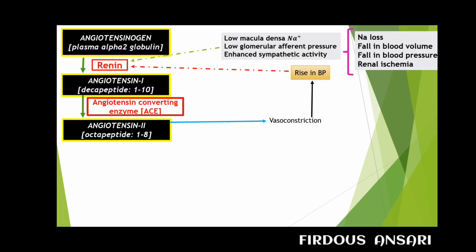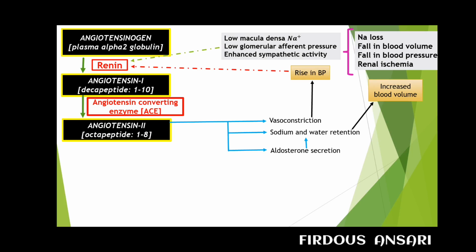Plus it will also cause the secretion of aldosterone, and this aldosterone and even angiotensin 2 together will cause an increase in sodium and water retention, because of which there will be increased blood volume, which also favors inhibition of the renin enzyme. So it is a kind of negative feedback mechanism. When everything becomes normal, it is better to inhibit the enzyme renin.